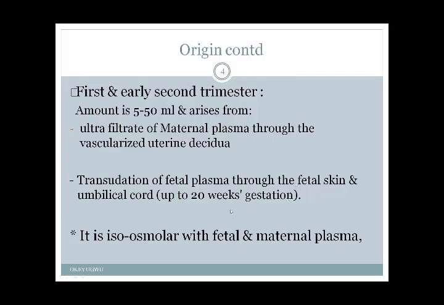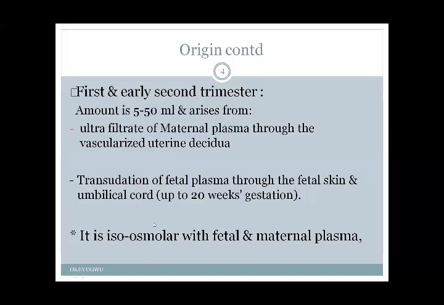These are the major sources. As the gestation proceeds further, then comes the amnion, and then definitely the urine. So this is what we are. These are the sources: fetal plasma, fetal skin, transfusions from them, fetal urine, fetal lungs, and then in the later part of the gestation, from the amnion and the maternal plasma to the uterine vesicle. So it is isoosmolar with the fetal and the maternal plasma.